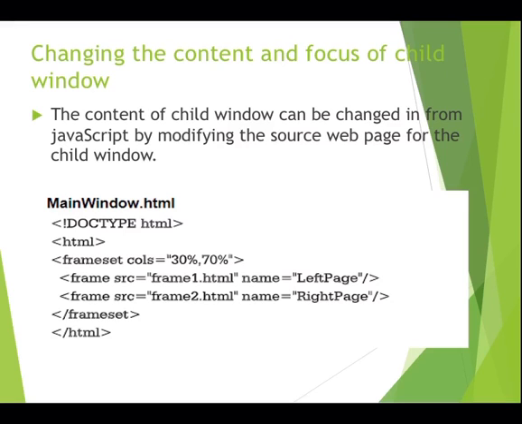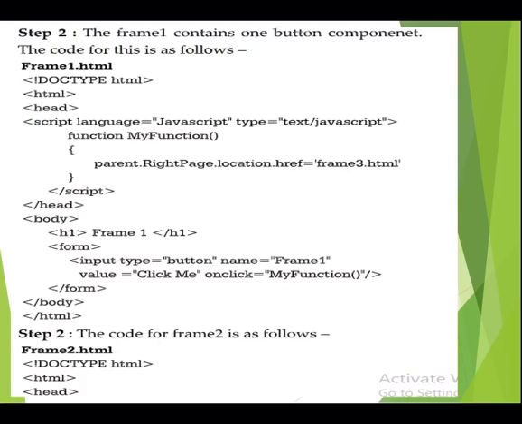The content of a child window can be changed from JavaScript by modifying the source web page for the child window. See the example given below. We are going to create three frames, frame 1, frame 2 and frame 3, and we are going to replace frame 2 by frame 3. See the output, then we'll discuss the code.